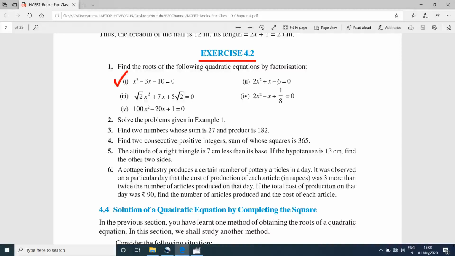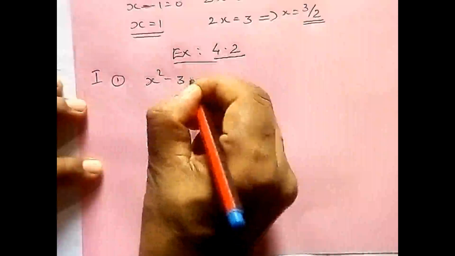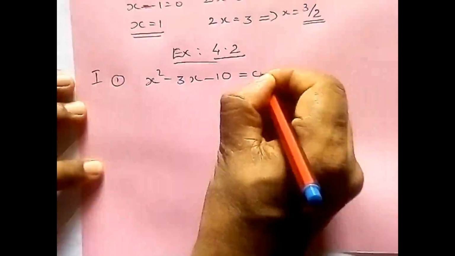Exercise 4.2. Find the roots of the following quadratic equations by factorization. So question number 1, sub question 1, x square minus 3x minus 10 equal to 0.